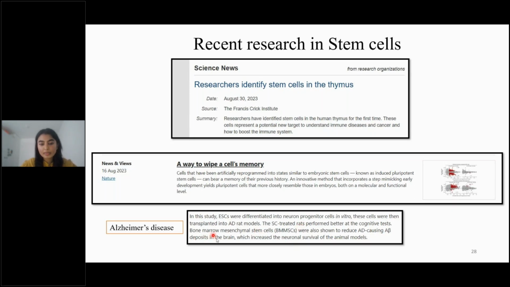Then bone marrow mesenchymal cells were also shown to reduce the amyloid beta deposits that cause Alzheimer's in the brain. If you know Alzheimer's, there are deposits of proteins in the brain, and that's why people get Alzheimer's. So using these embryonic stem cells, they are now finding a new alternative for Alzheimer's disease treatment, which is interesting. Let's move to gene therapy.